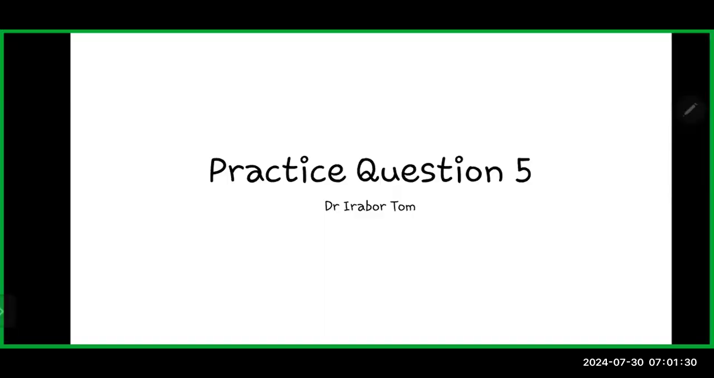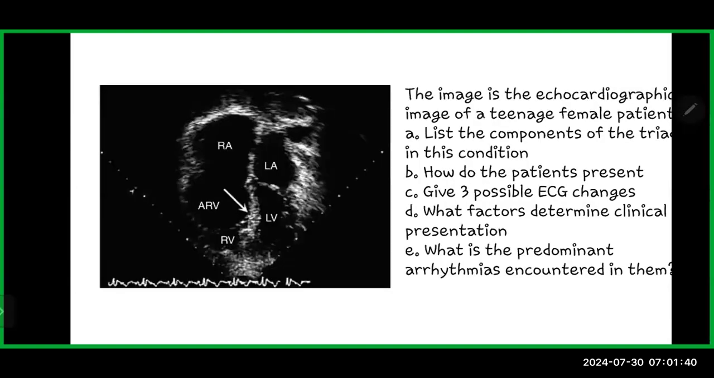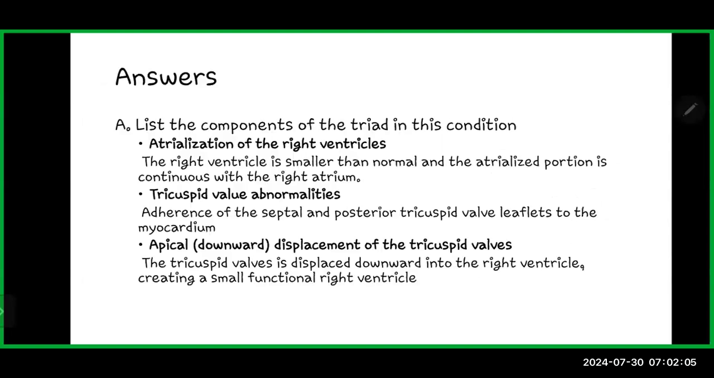My senior colleagues, good morning, my teachers, good morning, colleagues. I'll be taking practice 5 today. The question says the image is the radiographic image of a teenage female patient. A, list the components of the triad in this condition. B, how do patients present? C, give 3 possible ECG diagnoses. D, what factors determine clinical presentation? And E, what is the predominant arrhythmia encountered in them?